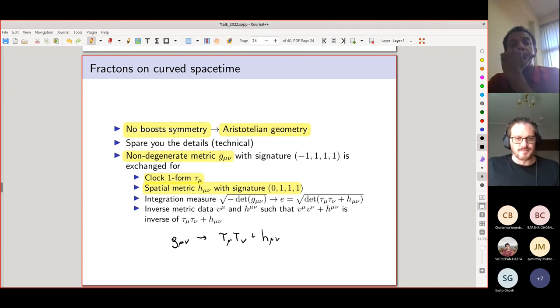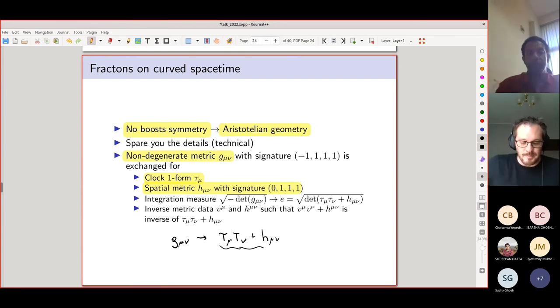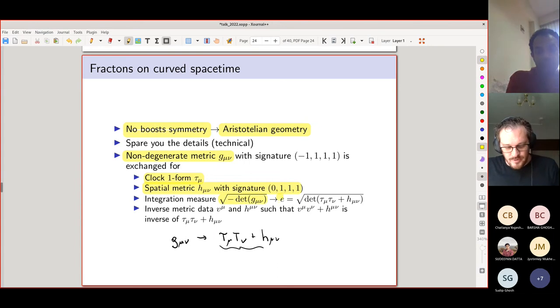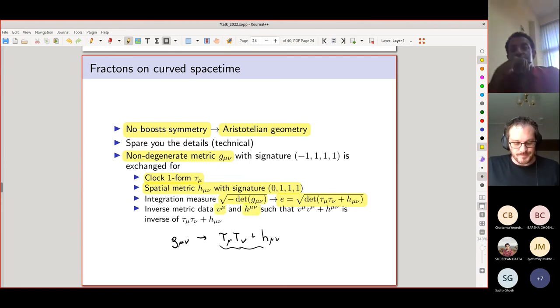Out of two objects, if you like. And if you would impose Lorentz symmetry, these two objects would somehow be frozen together. You could build out of these two objects the metric that everybody likes and loves. But since there is no boost symmetry, these two objects are in principle independent. And in this sense, you also exchange the integration measure for something like this. And you can also create something like an inverse metric, which is then given by these two objects.